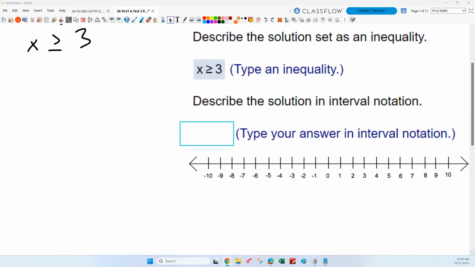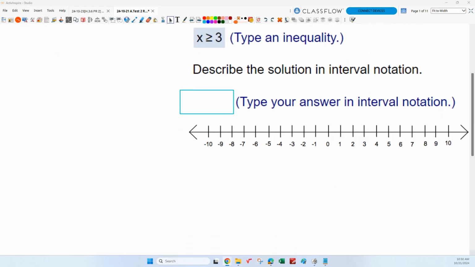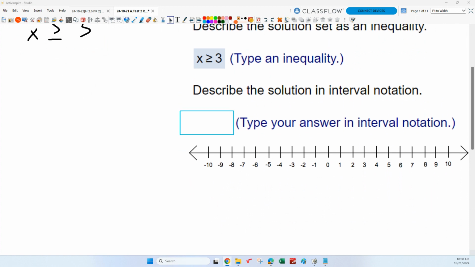What do they want next? Interval notation, right? What I would do first is graph it. Even though they ask you for the graph as the third question, do it on paper. Do it in your notebook. Do it on the paper that you're turning in for notes, so you have a graph to look at before you do interval notation. What would that look like? x is greater than or equal to 3, if I graph that.